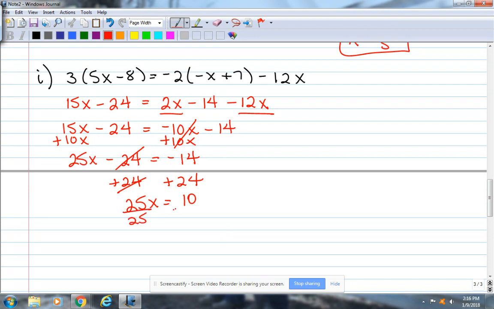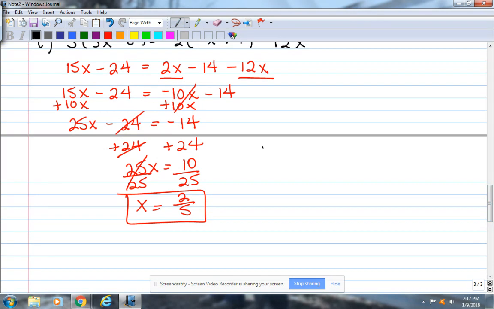Divide by 25. Yep. 2/5. Because you can divide those by 5, right? Always simplify your fractions. Please do not tell me decimals. Any questions?